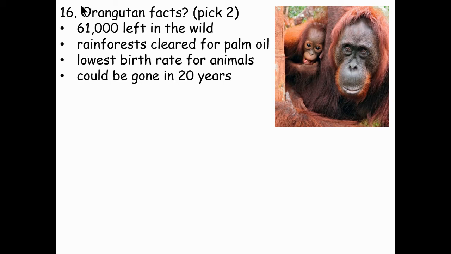If you read the ingredients, which you should be doing, and it just says simply vegetable oil, you should suspect that they're trying to hide something. Soy oil, soybean oil, canola oil, corn oil. Those are all oils that are not palm. They have the lowest birth rate for animals, which is making it really difficult for them to come back. And in 20 years, these beautiful animals might be gone.